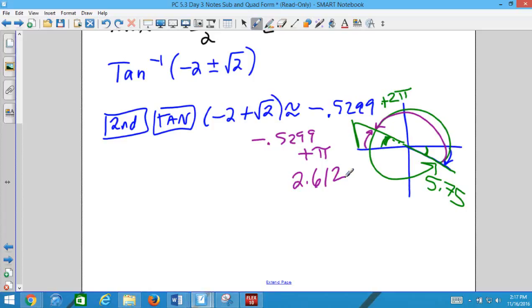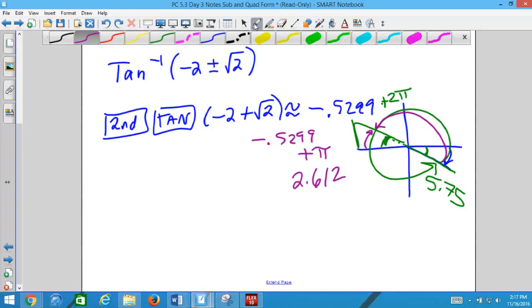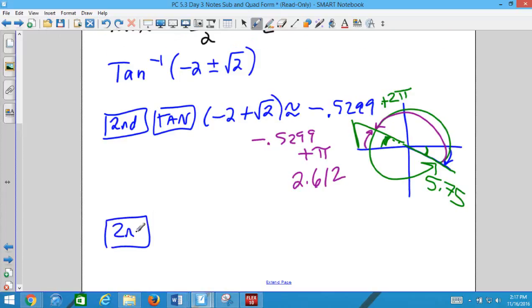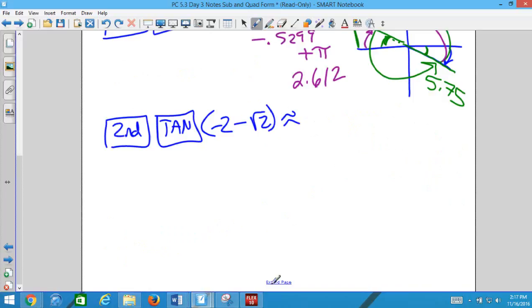All right, but that's only negative 2 plus square root 2. We still have to do it for negative 2 minus square root 2. So we're going to do it again. We're going to do second tangent. And we're going to do negative 2 minus square root 2. So we're going to do the whole process again. So you type that in your calculator, and what'd you get? Approximately negative 1.286-ish, 58.